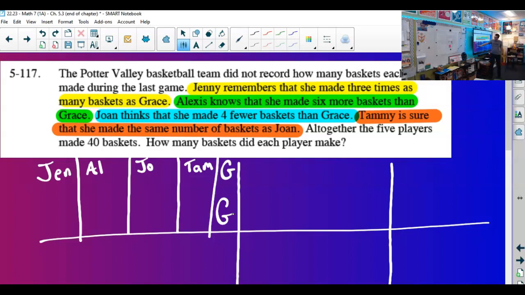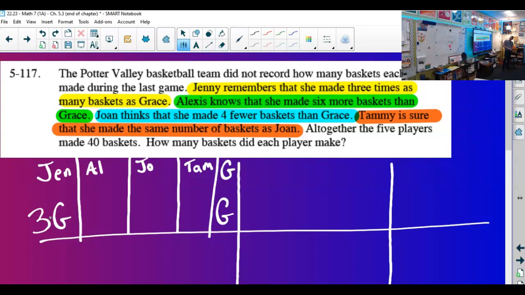All right, Roth just told me I should write down 3G here, or 3 times G, but he said we don't need the times. You could just write 3G. What about Alexis? What could I write for Alexis? How could I do 6 more?